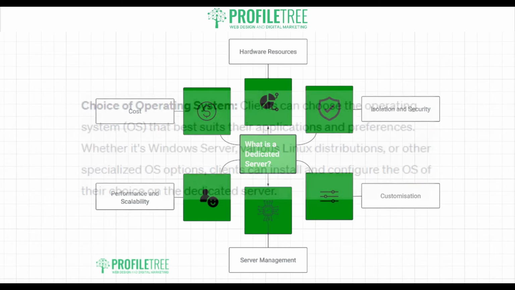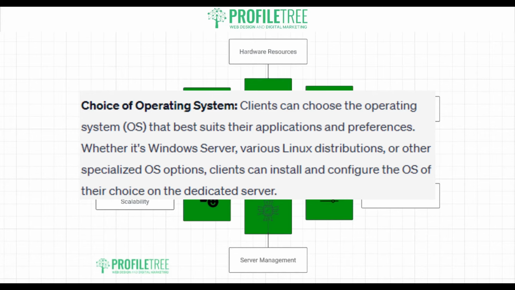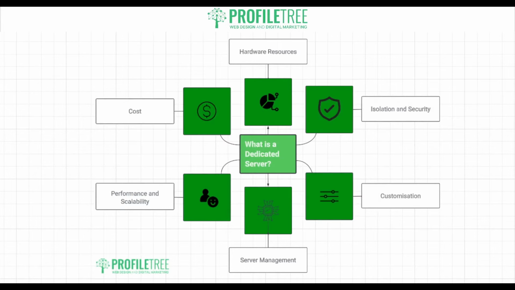Our first one there is the choice of operating system. As I've mentioned before, clients can choose the operating system that best suits their applications and preferences. This could be a Windows server, a various Linux distribution, or any other specialized OS options. So clients can install and configure the OS, or operating system, of their choice on the dedicated server.